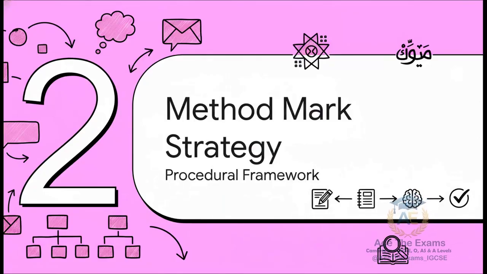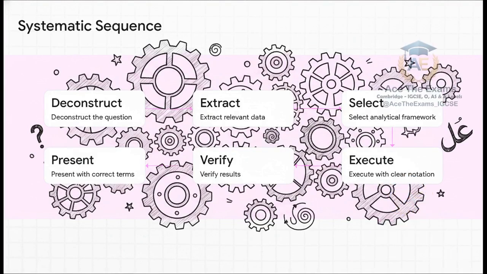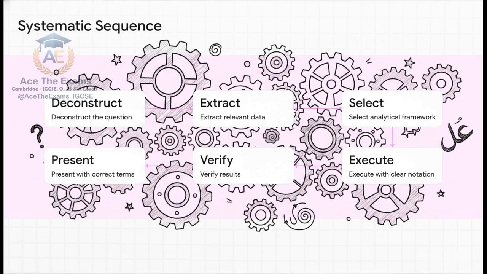Okay, moving on to Section 2, the method mark strategy, which is your procedural framework. This is how we execute the plan. This sequence right here is where you actually earn marks for the process itself. You must follow this standardized sequence systematically for every single question. First, deconstruct the question. Second, extract the data. Third, select your framework. Fourth, execute with notation. Fifth, verify the results. And finally, present the information.